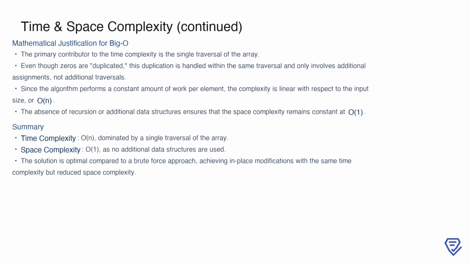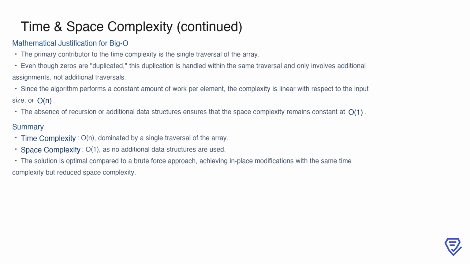The dominant contributor to the time complexity is the single traversal of the array. While duplicating zeros involves additional assignments, these are handled within the same traversal and do not require extra passes through the array. Since the algorithm performs a constant amount of work per element, the total work is proportional to the size of the input, making the time complexity linear, or O(n). Additionally, the absence of recursion or supplementary data structures ensures that the space complexity remains constant at O(1).